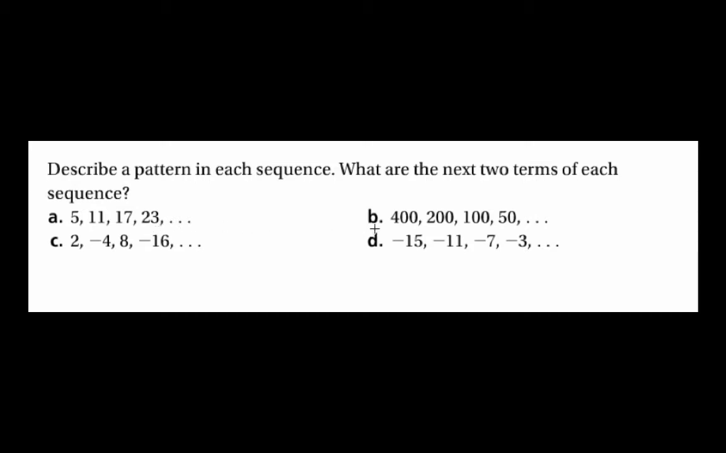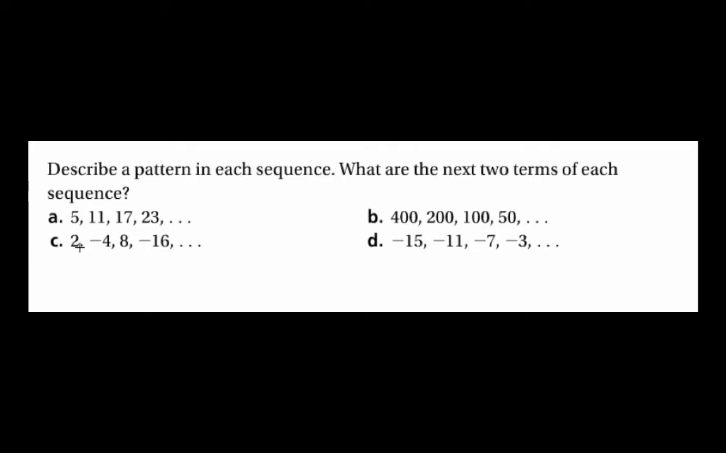In B, the pattern in the sequence, we go from 400 to 200 to 100 to 50. We are dividing by 2 every time. Another way to think of this is we would be multiplying by 1/2 every time. So the next two terms in the sequence would be 25, since 50 divided by 2 is 25, and then 25 divided by 2 is 12.5.